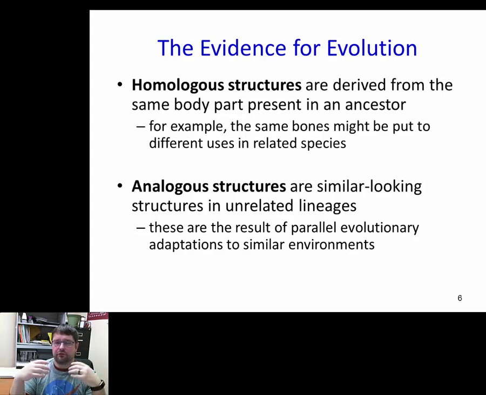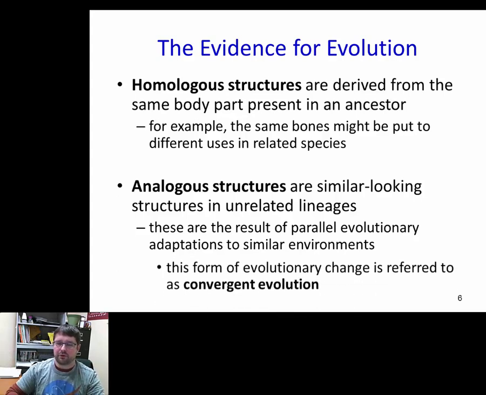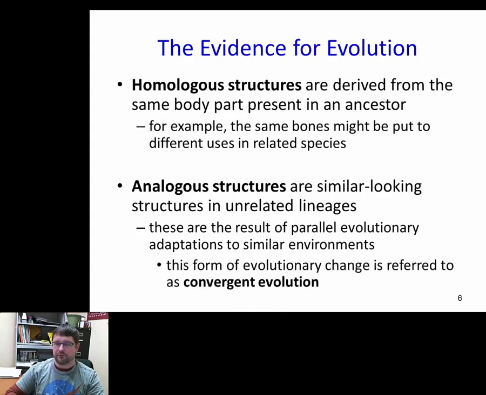Okay? And so there is no connection between bird wings and bat wings. And those two developed completely separately from each other. And that is what we call convergent evolution. It's an evolutionary design that works.